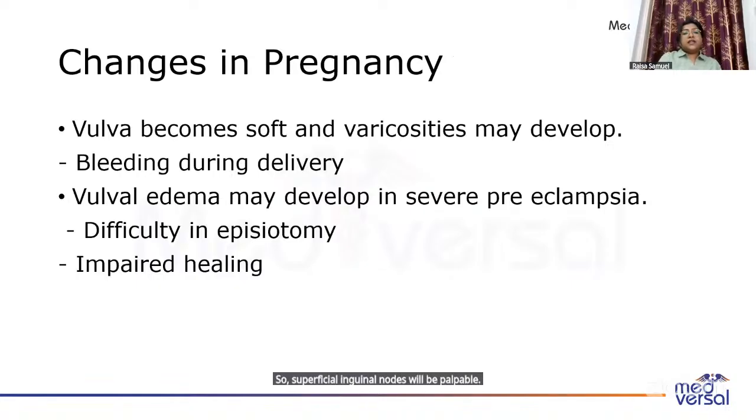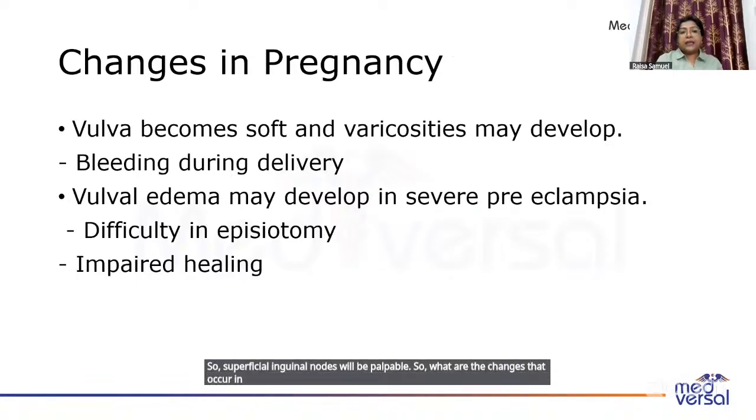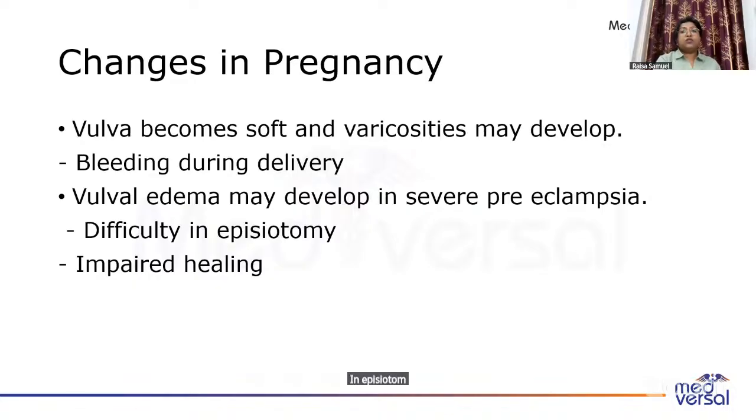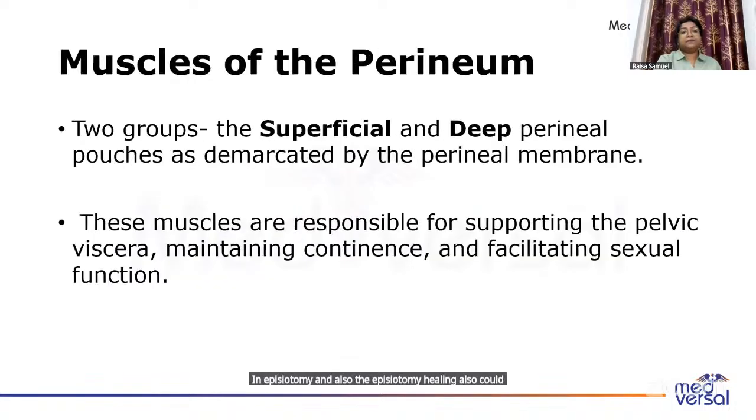So what are the changes that occur in the vulva during pregnancy? They become soft, and varicosities may also develop. So there is a probability of bleeding during delivery. Vulval edema is seen in severe preeclampsia. Because of this, there is difficulty in episiotomy, and the episiotomy healing could also become impaired.